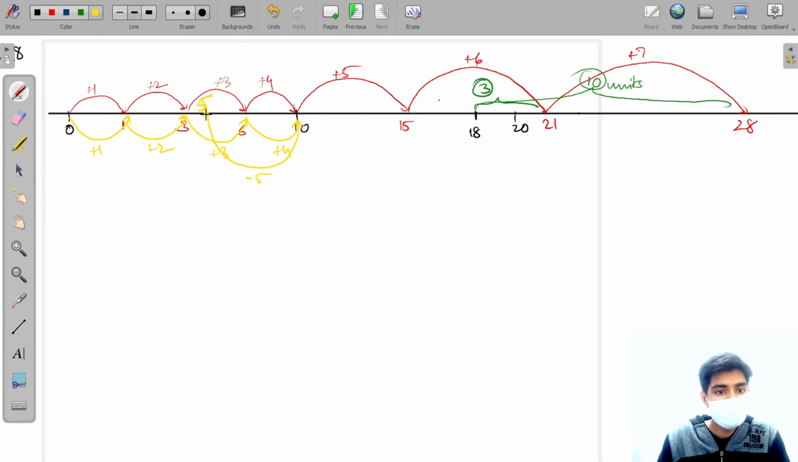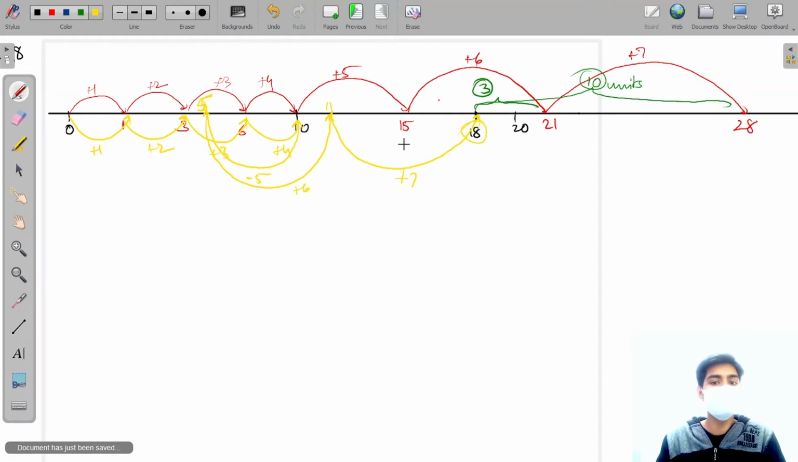Now from 5, I'll take a jump of 6, right? From 5, a jump of 6 will get me to 11, right? This is plus 6. Now a jump of 7 will get me to 18. A plus 7 jump will get me to 18, which is my right destination. Okay, this is my destination.